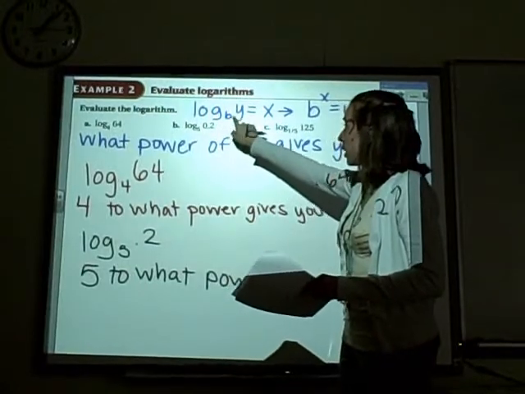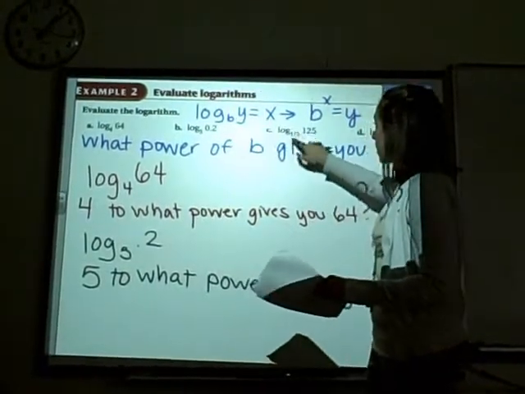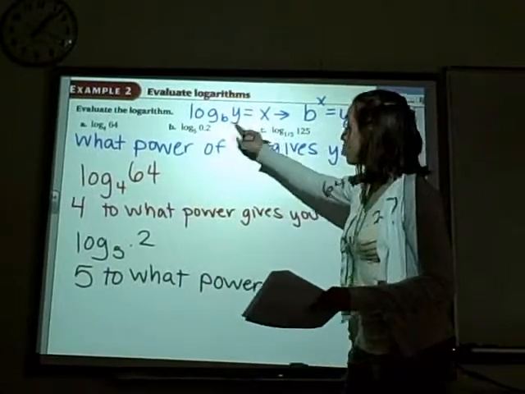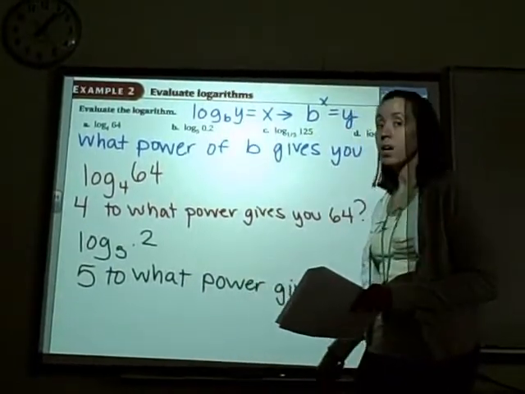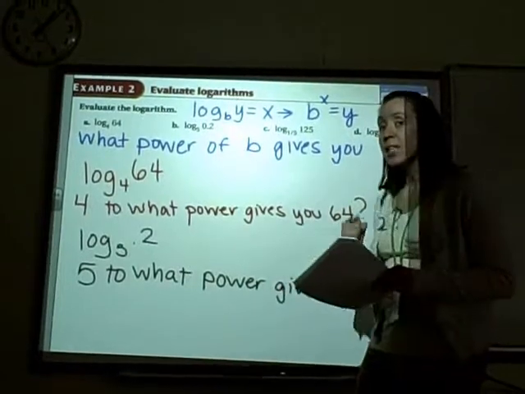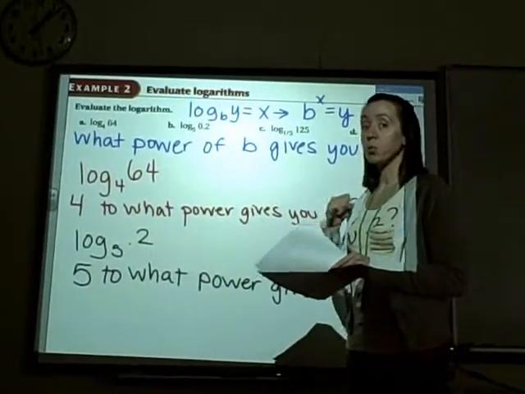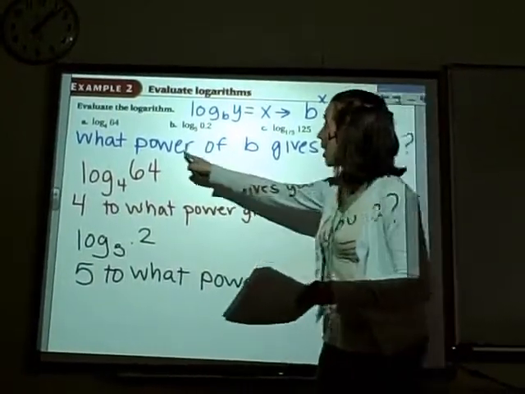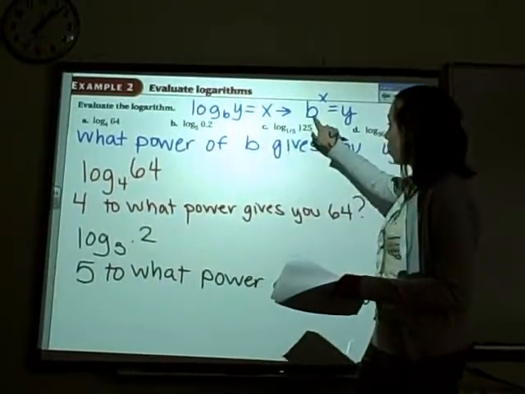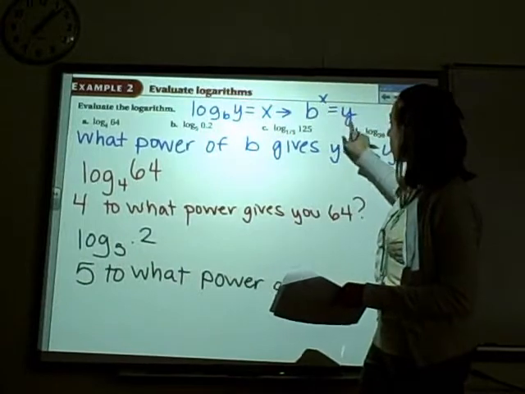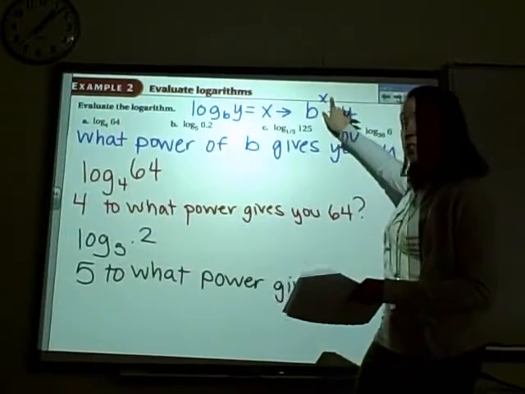Log base b of y equals x can be rewritten as b, that base, to your answer equals what you're trying to take the log of. So we're going to focus on this question to help us rewrite these logs. What power of b gives you y? That'll help us find that x.